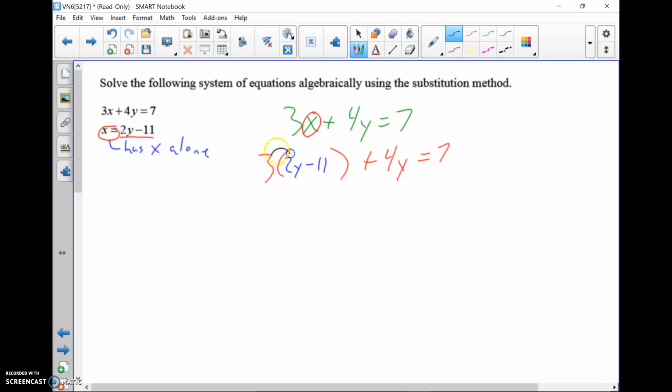We're just going to do some distribution. 3 times 2y is 6y. 3 times negative 11 is negative 33. Plus 4y equals 7. Remember, if I'm going too fast, pause the video, catch up.